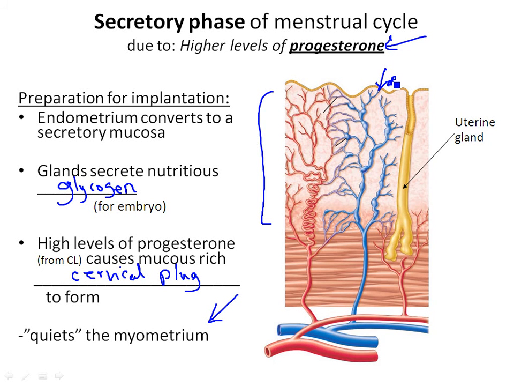So at this point we want a signal telling the layer of endometrium to stay quiet. We don't want any contractions. We want nothing to disrupt the implantation process. So it's going to tell these arteries to stay where you are, keep a blood supply, do not have any contractions, and keep these uterine glands producing lots and lots of glycogen.